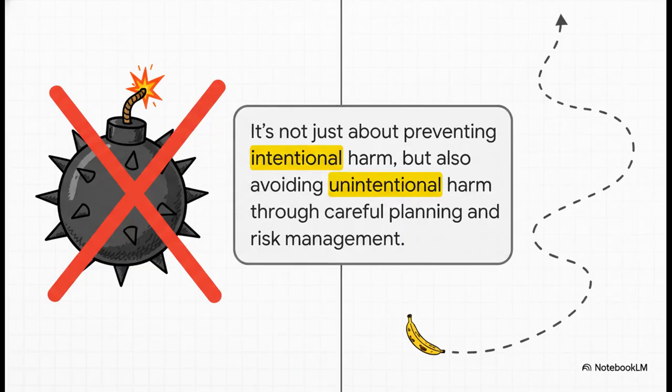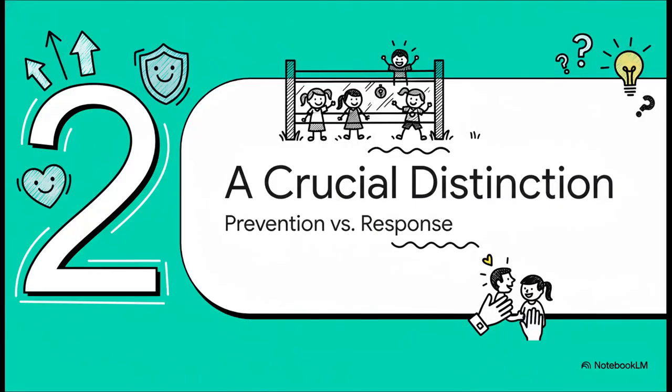I mean, think about it. It's one thing to stop obvious intentional harm from happening, but the real shift in thinking here is all about seeing and stopping the unintentional risks, the ones that can pop up just because of how a program is designed or run. Now, this brings us to a super important point, and it's where things can get a little confusing. People often mix up child-safe programming with child protection programming. They sound almost the same, right? But as you're about to see, they are worlds apart in how they work.